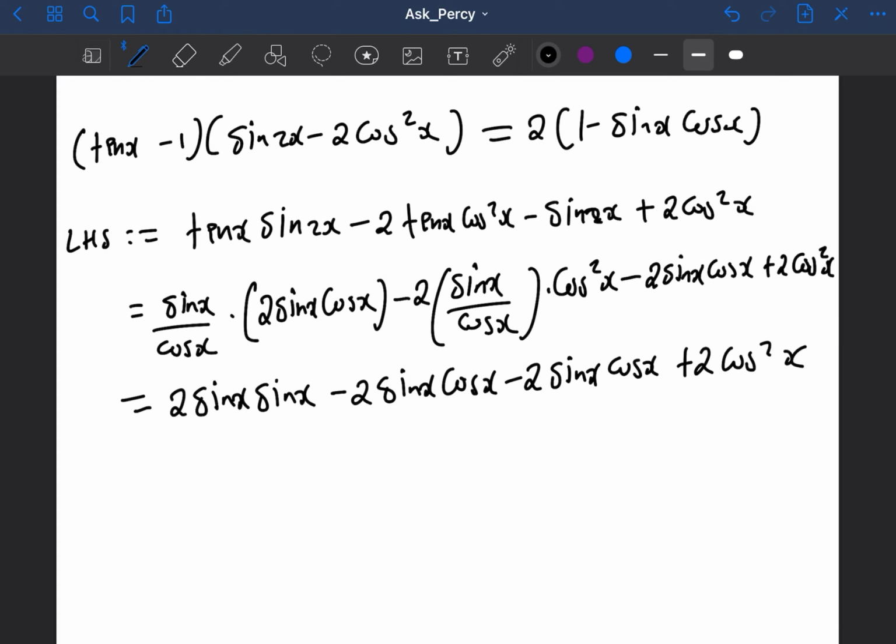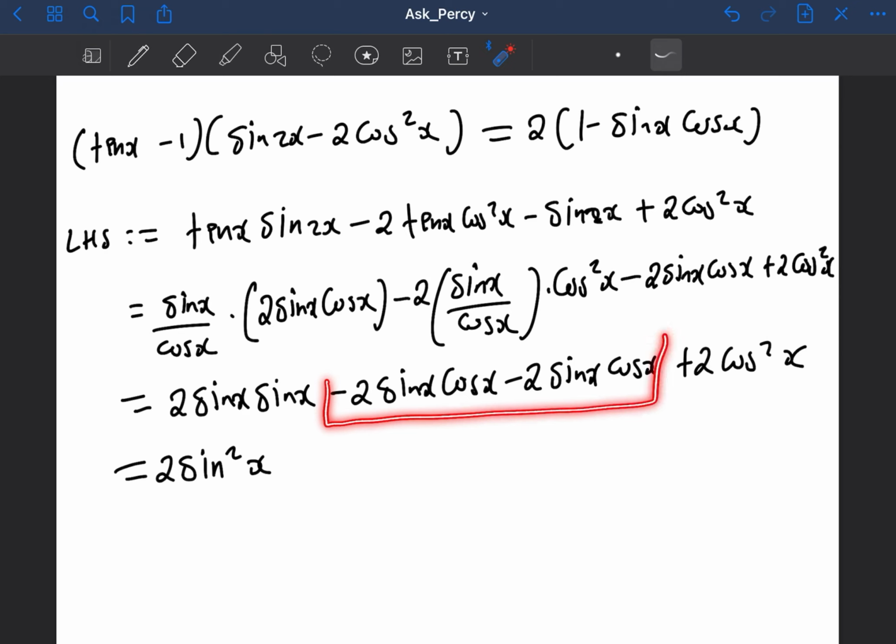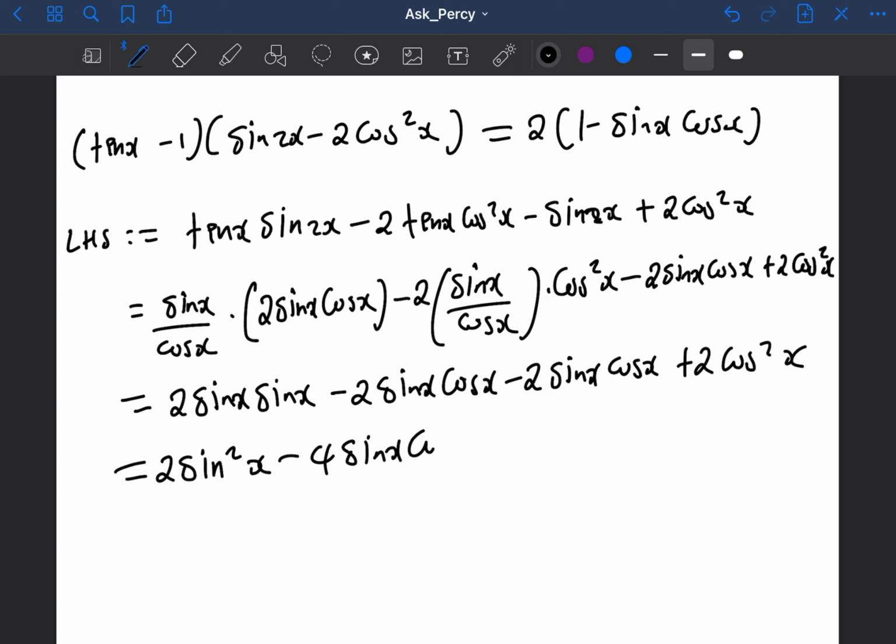Okay, and now check this out. Of course, we know what sine x times sine x is. Sine x times sine x is sine squared x, so you have 2 sine squared x. And these are like terms: negative 2 sine x cos x minus 2 sine x cos x is equal to negative 4 sine x cos x. Of course, this is cos squared x.